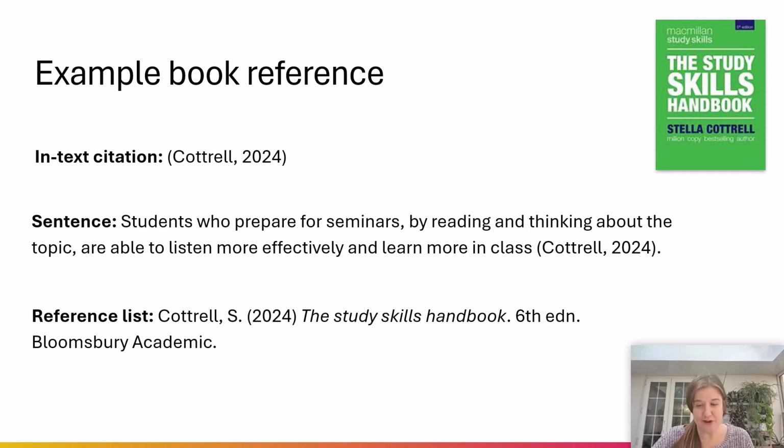And this is what it might look like. So in your in-text citation, you've got the author's surname and the year that the book was published, and that's all you need. In this case, there's only one author, Stella Cottrell. We just use her surname here. You should not include her first name or her initials in the in-text citation. Then there's a comma followed by the year of publication. All of that is in brackets in the particular example I'm giving here because it comes at the end of the sentence.